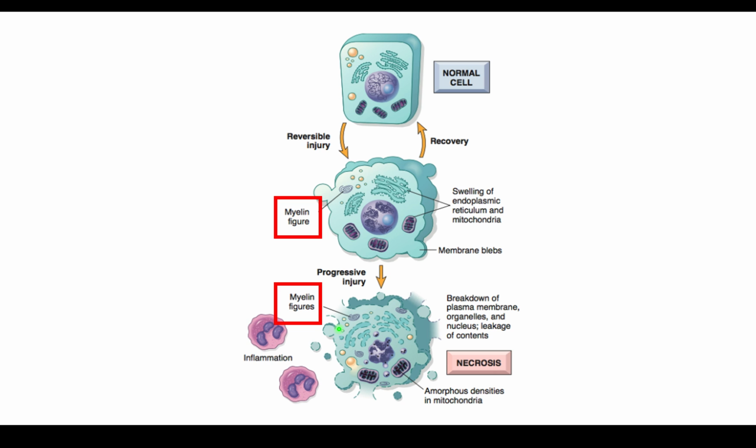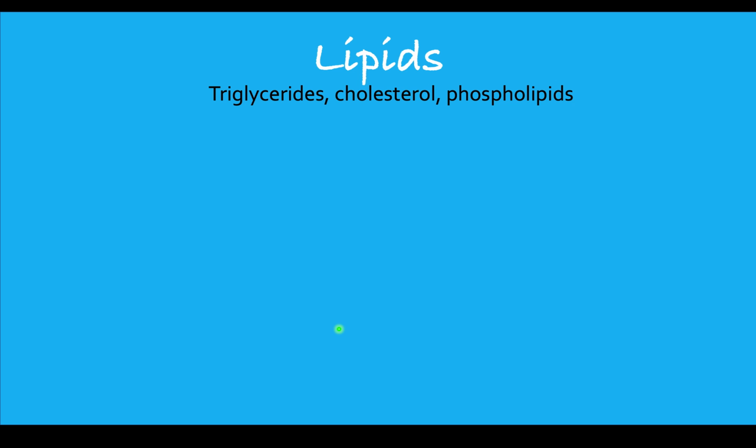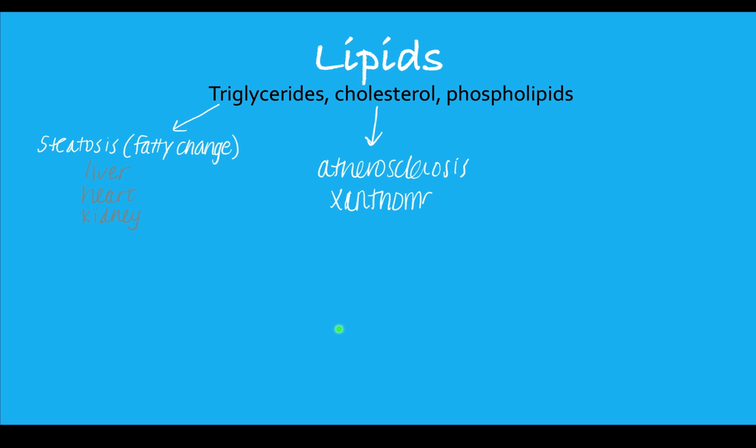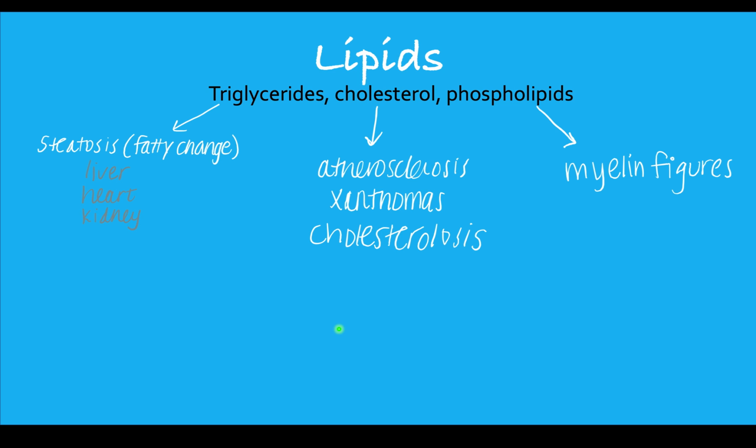So in summary, for the lipids, we did the triglycerides and we talked about steatosis and fatty change, and our examples for that were liver, heart, and kidney. We talked about cholesterol and cholesterol esters, and our examples for that were atherosclerosis, plaques, xanthomas, and cholesterolosis of the gallbladder. And then lastly, those phospholipids, we said that those can form those myelin figures.